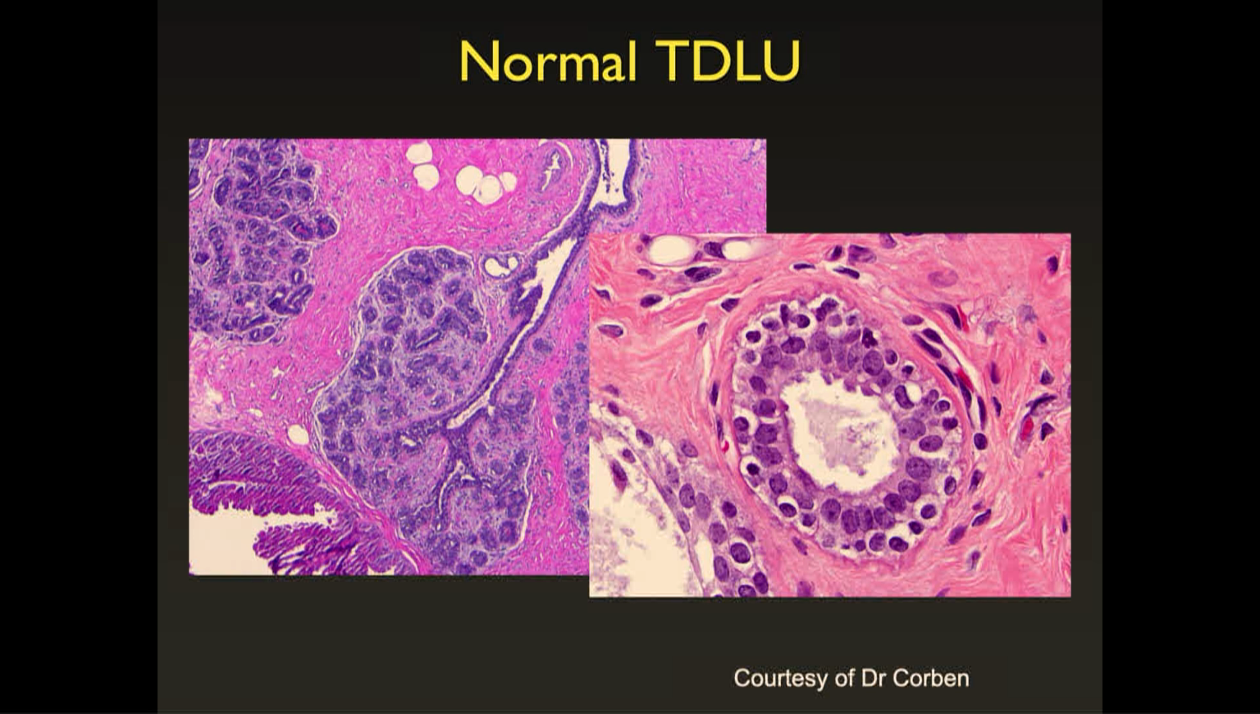This is a normal terminal duct lobular unit, a normal TDLU, and you have a duct and a lobule with acini. On the close-up image, you can see that at the periphery, you've got these cells with a clear halo around them. Those are the myoepithelial cells. But towards the center, you've got these inner cells that have the darker lines. Those are the ones that are going to turn into either flat epithelial atypia, ADH, or DCIS.